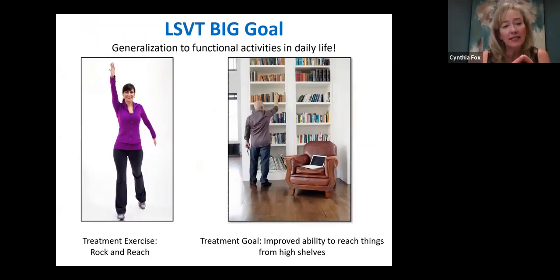Just like with LSVT LOUD as well, our goal is to take this exercise we do, like this rock and reach exercise you see on the left-hand side, but ultimately use that to improve a functional activity, like reaching up on a shelf to grab a book, or whatever it is that's important to you.